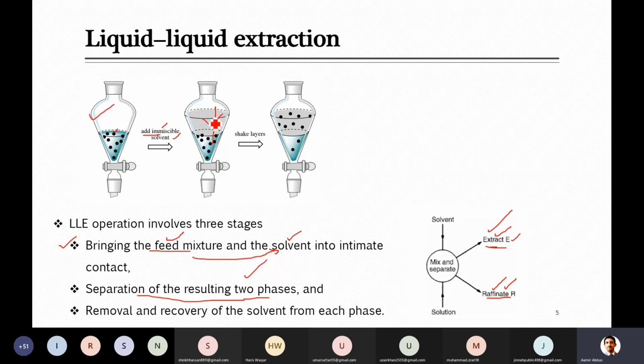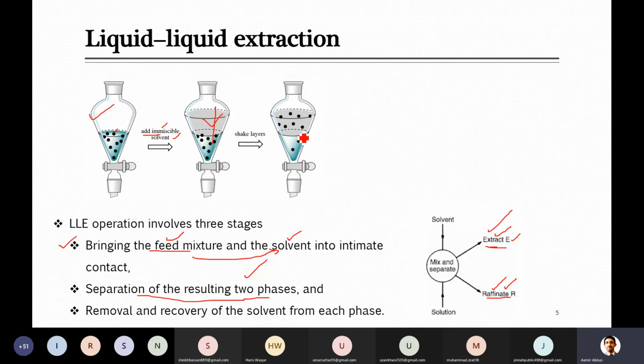So later, after mixing, you give them some time and they will start settling. When the two layers are separated, you can see that most of the components which you were looking to separate are transferred from the feed towards the solvent. Although this is definitely not 100% transfer, later we will talk about how to overcome this problem.